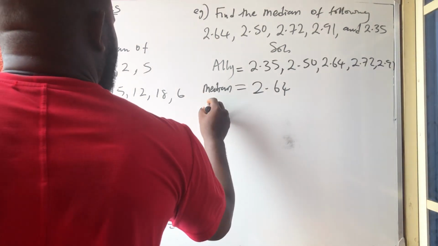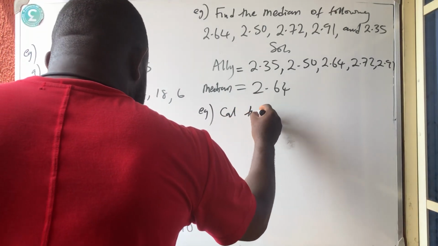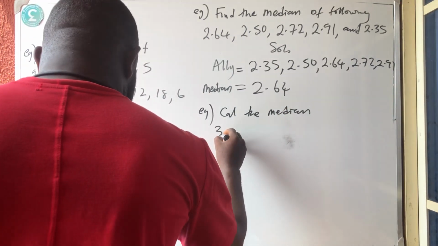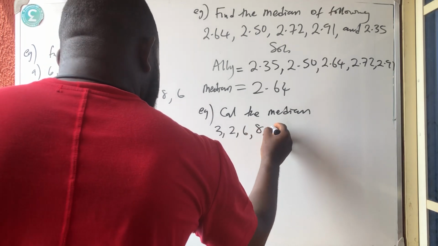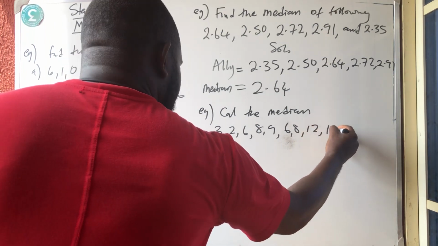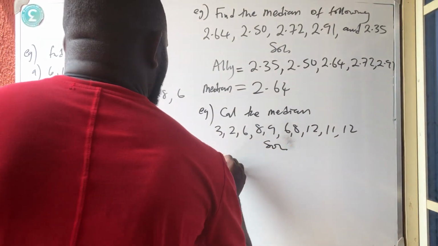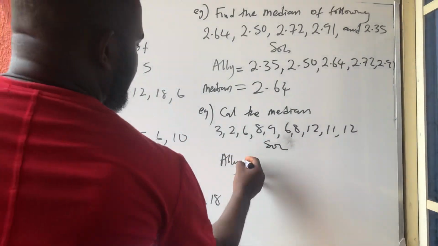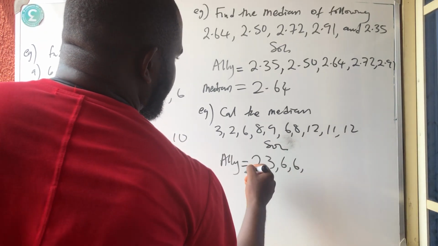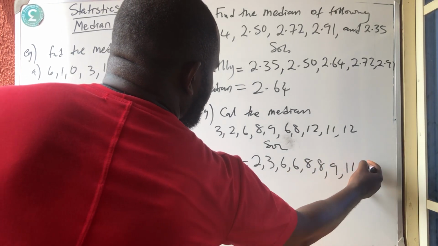Let's solve more examples. The example says calculate the median, and I have 3, 2, 6, 8, 9, 6, 8, 12, 11, 12. So what do you do? Solution again: first of all, arrange it in array. Arranging it, I have 2, 3, 6, 6, 8, 8, 9, 11, 12, 12.